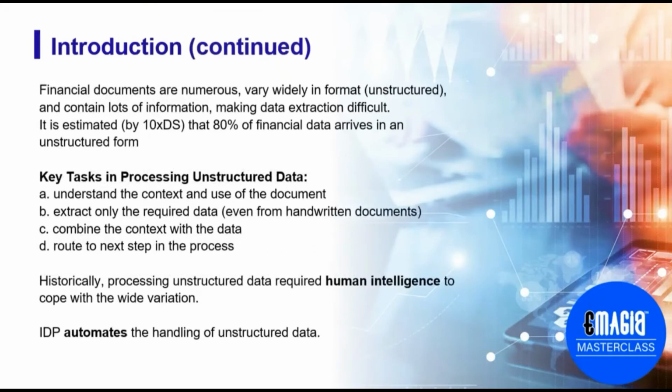To continue on this background, the environment we're dealing with processing financial documents, first of all, is the volume. Secondly, they vary widely in format, which the tech folks would label as unstructured. But they do contain a lot of information, a lot of valuable information that you need. And all this makes data extraction difficult. And the firm 10XDS has estimated that 80% of financial data arrives in an unstructured form. I think Gartner has estimated 90%. So I think the message is pretty clear there.